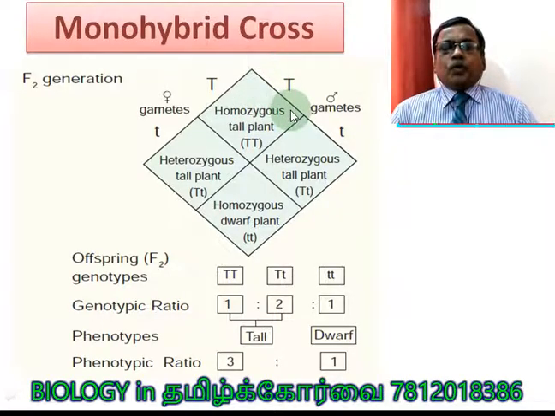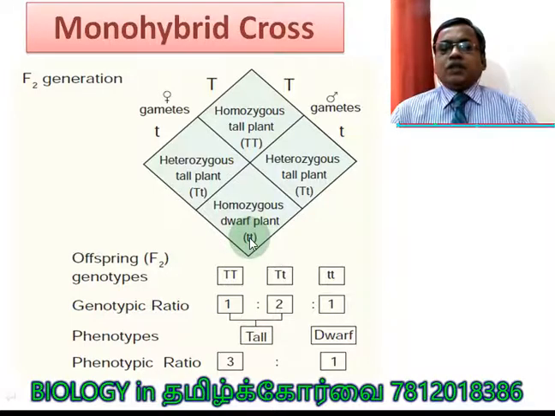Through the Punnett square, all the possible fertilizations are expressed here, capital T with small t, and in the same way on the other side also. Here we could see one is a homozygous tall plant. It means 25% homozygous tall plants. And here you see a heterozygous tall plant, capital T, small t. So 50% heterozygous tall plants, and again 25% homozygous dwarf plants.